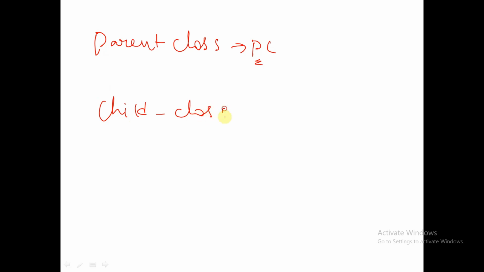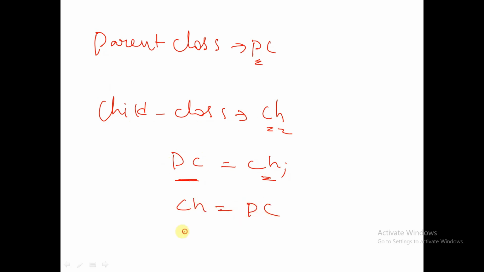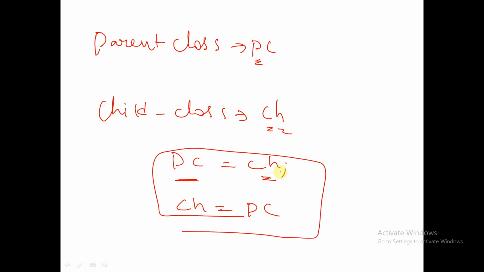So if we have a parent class and the parent class handle is PC, and if we have a child class, say child_class, and for this the handle is ch, so PC can point to a child class. So a child class can be assigned to a parent class, but vice versa is not possible. So this is a basic rule of OOP, and we have to remember this. So let us see an example here.